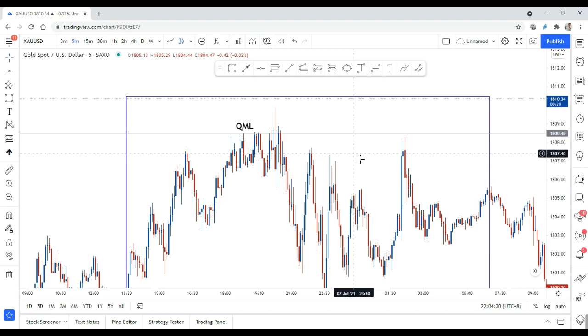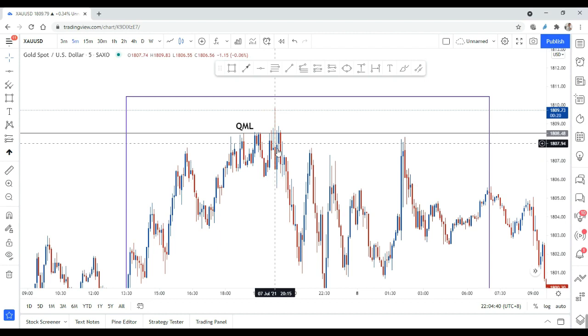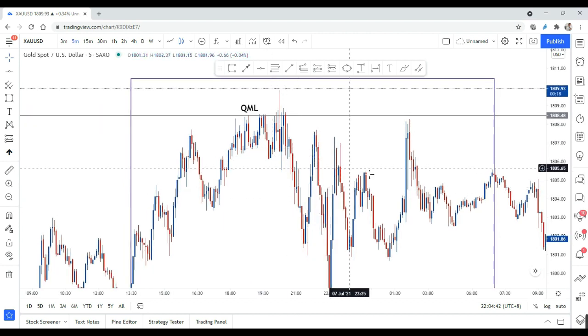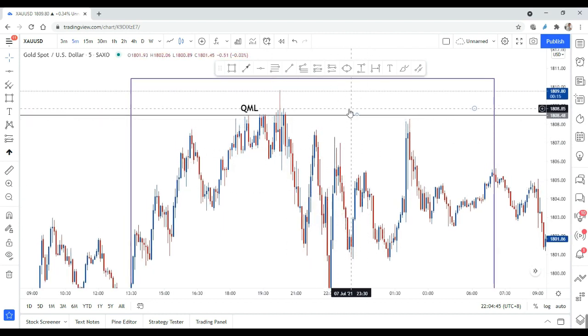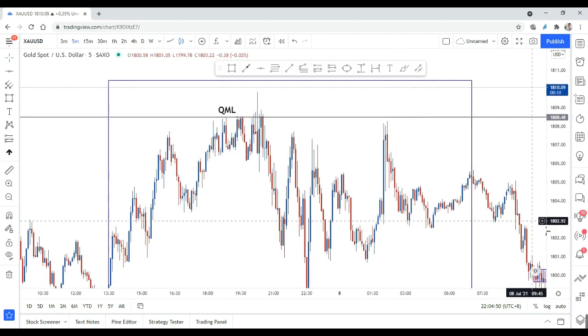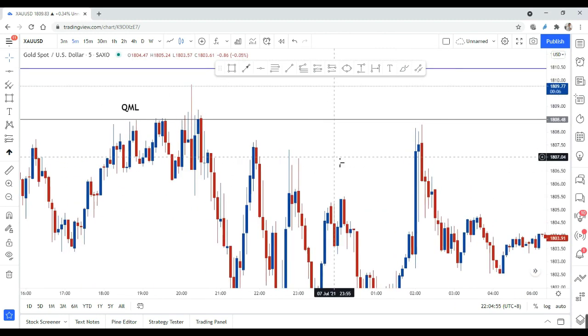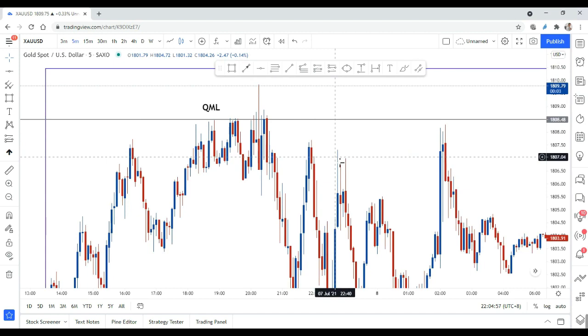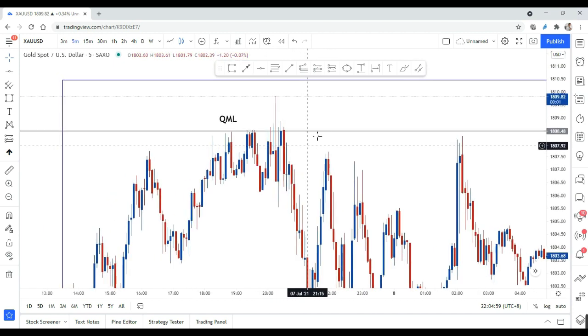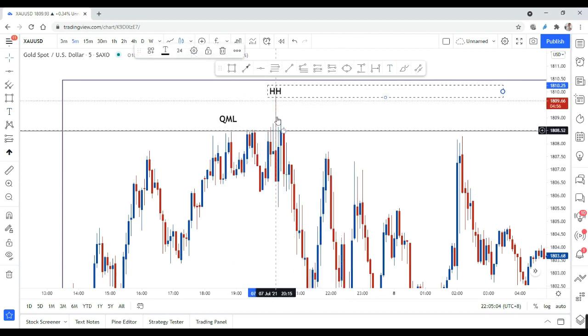No, I have to repeat it many times. QML to me is not important. One of the reasons is that QML is just an indication that the price has broken the structure. Then it will come back and take the remaining orders before it goes down. Over here, now we are looking at the 5 minute chart. It's actually quite small already, not going to go any further down. Here we can see there is a higher high, the head over here.